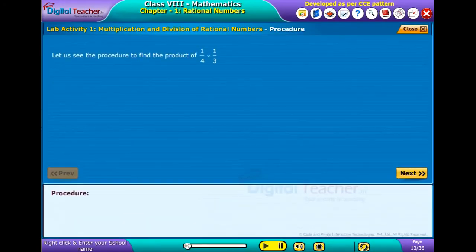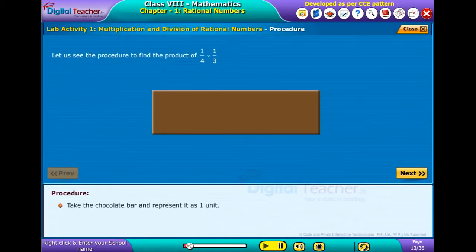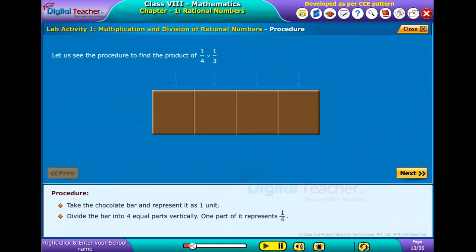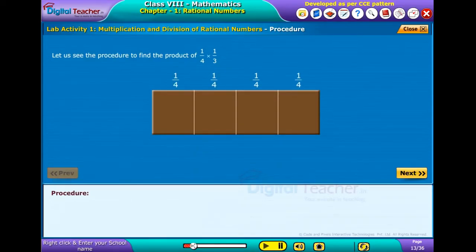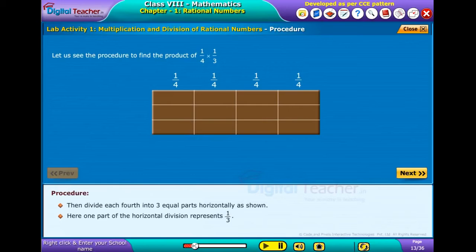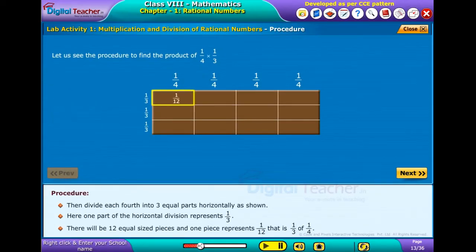Let us see the procedure to find the product of 1 by 4 and 1 by 3. Take the chocolate bar and represent it as 1 unit. Divide the bar into 4 equal parts vertically. One part of it represents 1 by 4. Then divide each fourth into 3 equal parts horizontally as shown. Here one part of the horizontal division represents 1 by 3. There will be 12 equal sized pieces and one piece represents 1 by 12, that is 1 by 3 of 1 by 4.